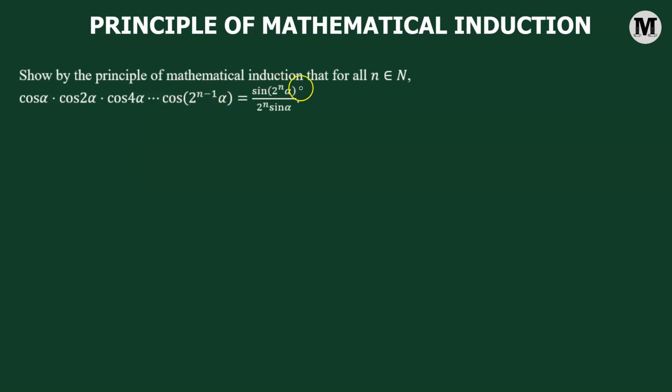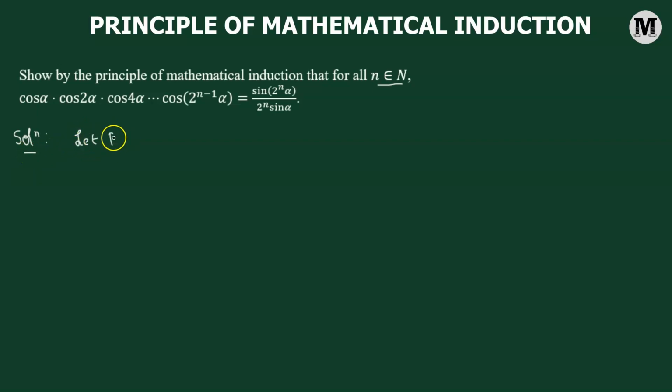Show by the principle of mathematical induction that for all n belonging to the set of natural numbers, the following is true. So here we do not have to prove the following. Our goal will be to show that it is a true statement for any natural number that we pick up. Okay, let us begin. First we're going to consider a statement and denote it by P of n.